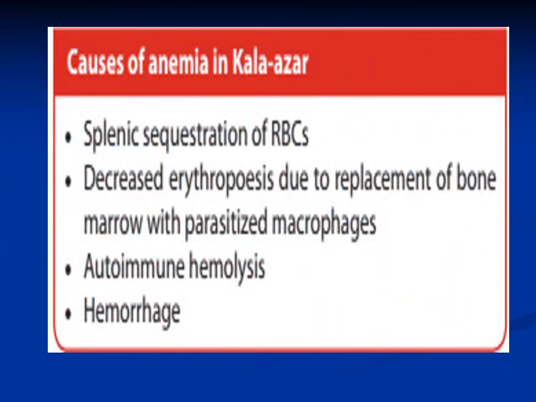Here are the causes of anemia in kala azar or visceral leishmaniasis. First, spleen sequestration of RBCs. Decreased erythropoiesis due to replacement of bone marrow with parasitized macrophages. Here the bone marrow is busy producing macrophages and stops the production of the other blood components. Also we have autoimmune hemolysis and hemorrhage, especially from the mucous membranes.